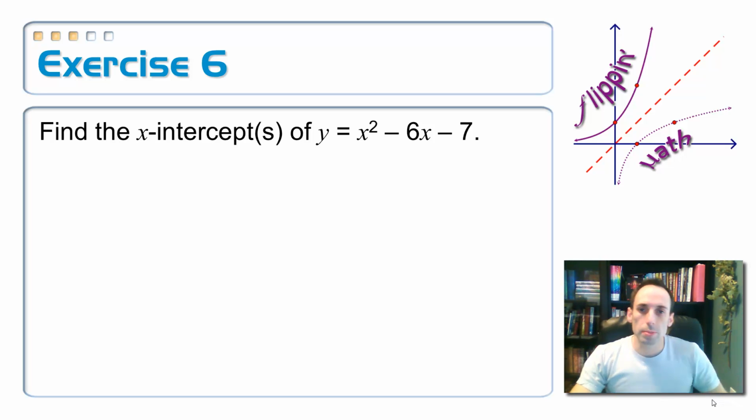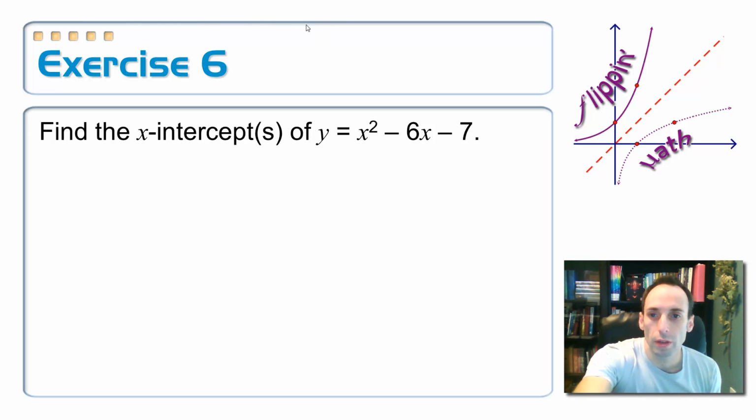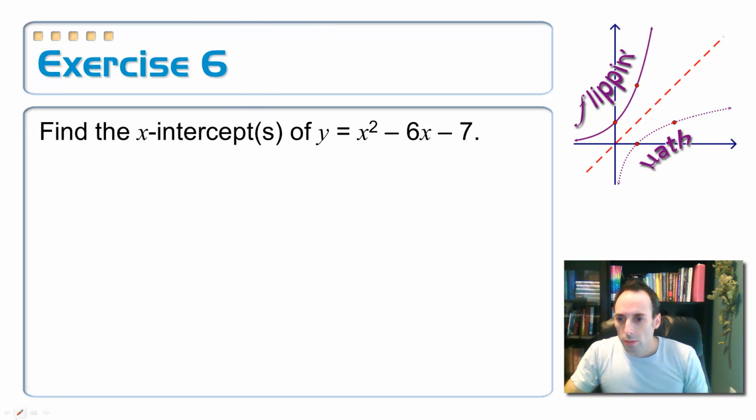Okay, so let's try that right here. Find the x-intercepts of y equals x squared minus 6x minus 7. Okay, so what we're supposed to do, if I'm finding the x-intercepts, let me switch back to blue. x-intercept means that y is equal to 0. So I'm going to go 0 equals x squared minus 6x minus 7.